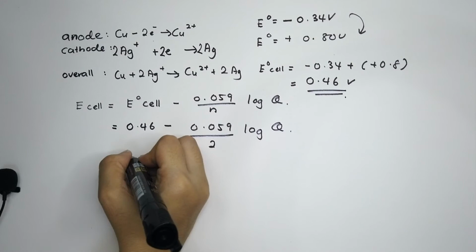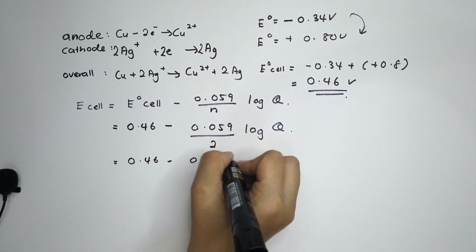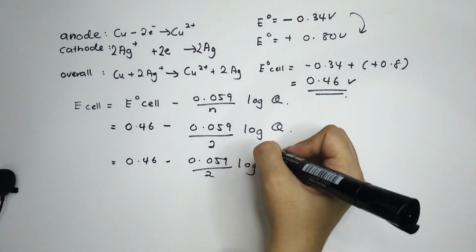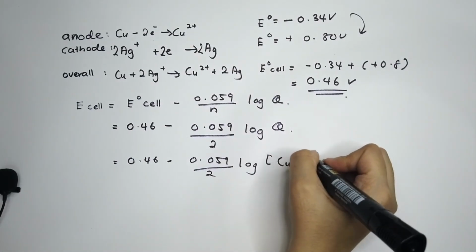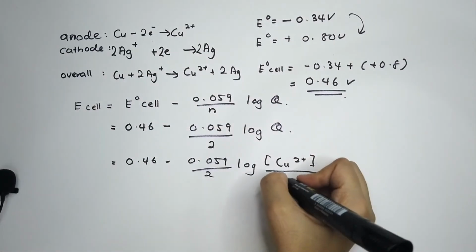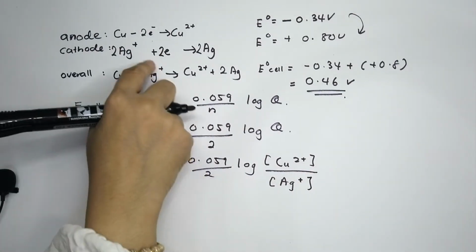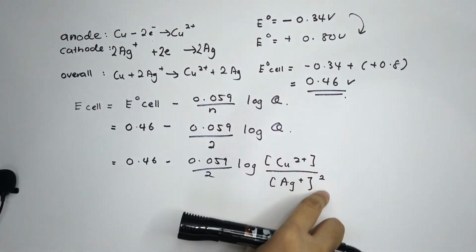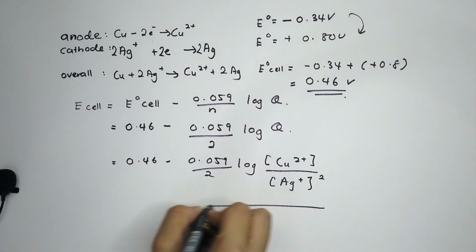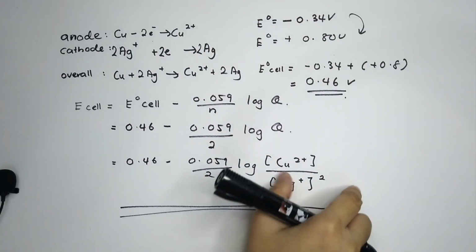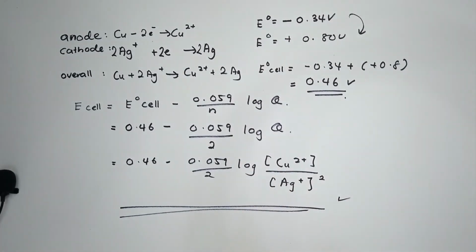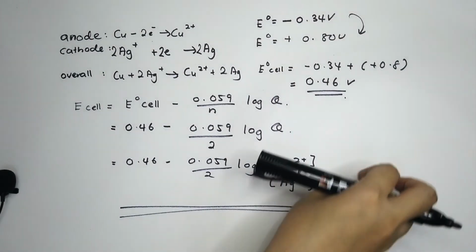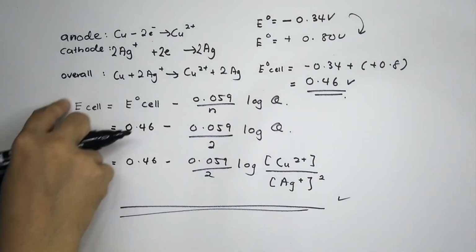So next, what is log Q? So 0.46 minus 0.059 divided by 2 log of whatever is in the product divided by whatever is in the reactant. So the product is Cu2+, then here you have Ag+, but remember, since you have 2 here, you put it to the power of 2. Since you were not given the concentrations of Cu2+ and Ag+, this is the final answer for this question, so you shall end the calculation here. But if you are given the concentration of Cu2+ and the concentration of Ag+, you may plug in all these values here, and you shall get the actual value of the Ecell.